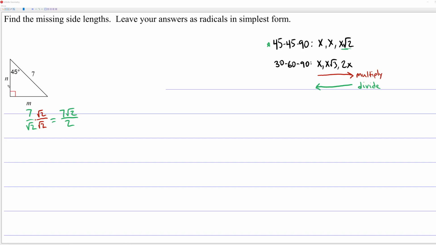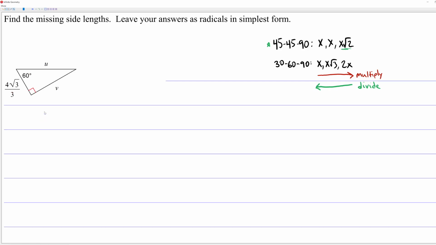And n is the same thing because it's a 45, 45, 90 triangle. The two legs are equal to each other. So that's 45, 45, 90. The more difficult one to deal with is the 30, 60, 90 special right triangles because there's a little bit more that unfortunately you have to memorize.